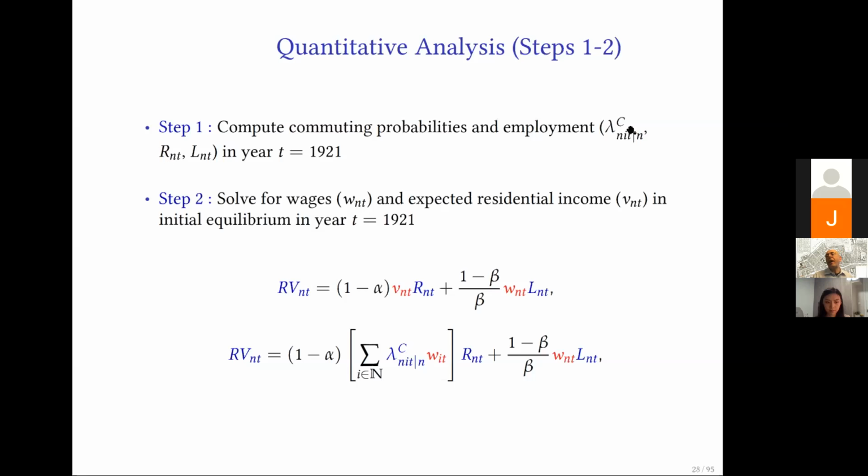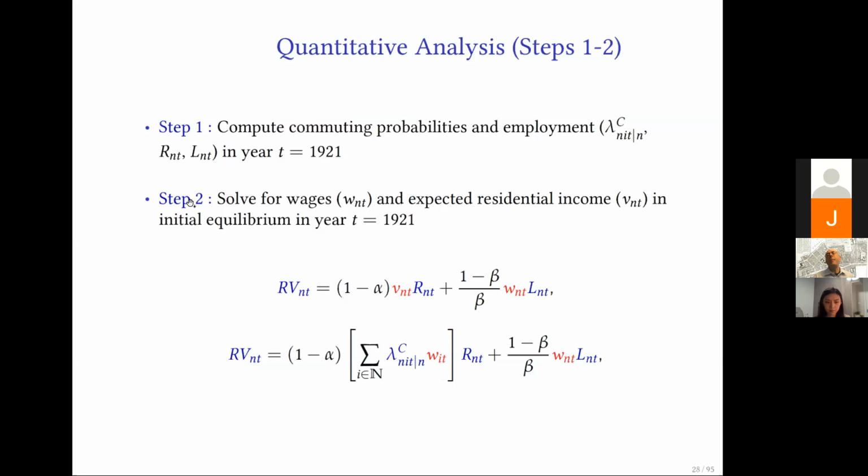We can also calculate commuting probabilities, lambda, and this is actually a conditional commuting probability. That's what the C means. Why is it a conditional commuting probability? Because it's the probability, conditional on living in residence N, that I choose to commute to workplace I. And that's going to be a particularly useful commuting probability to work with in the model. So that's the first step. It's just trivial. You just add things up in the data.